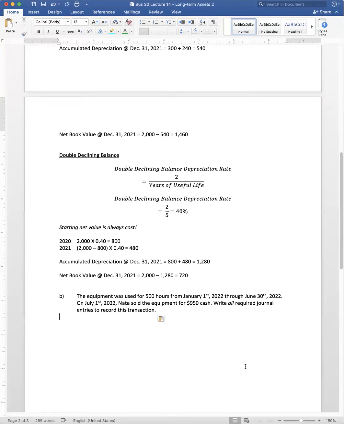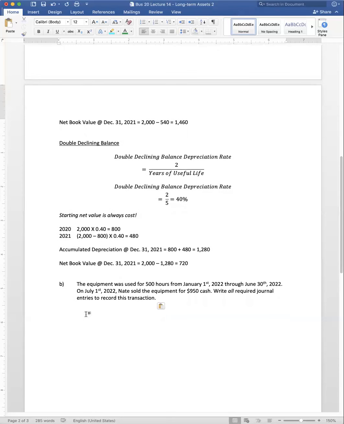The equipment was used for 500 hours from January 1st, 2022 through June 30th, 2022. On July 1st, 2022, Nate sold the equipment for $950 cash. So we're going to write all required journal entries to record this transaction. Okay, I've italicized the word all journal entries. So what do you think that means? Well, you probably guessed it means that there's more than one journal entry. So it's not just a single journal entry to sell the equipment, there are two things.